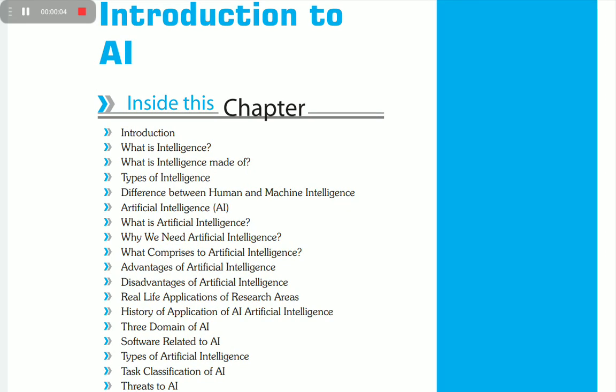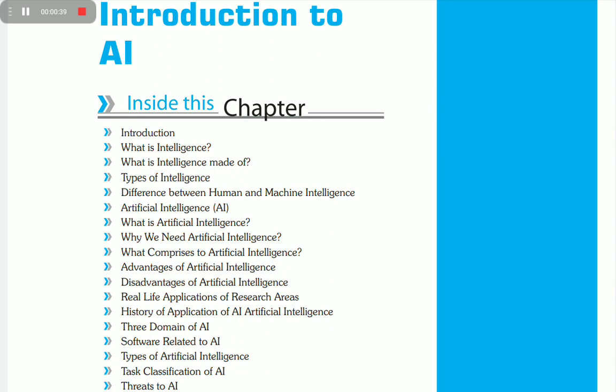Today, we are going to learn the chapter Introduction to AI of Class IX CBSE. Inside this chapter, topics that will be covered are as follows: Introduction, what is intelligence? What is intelligence made up of? Types of intelligence, difference between human and machine intelligence, artificial intelligence or AI. What is artificial intelligence? Why we need artificial intelligence? What comprises artificial intelligence?